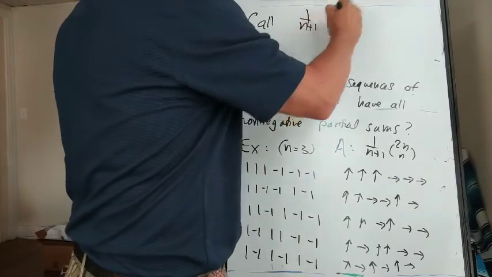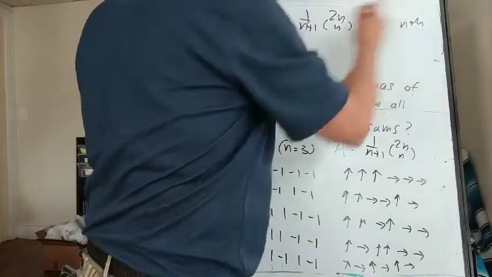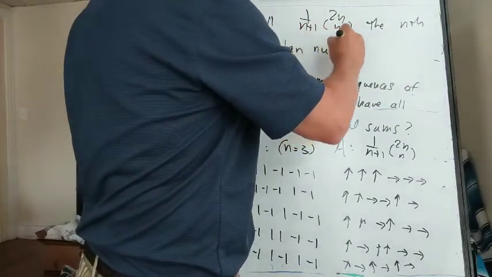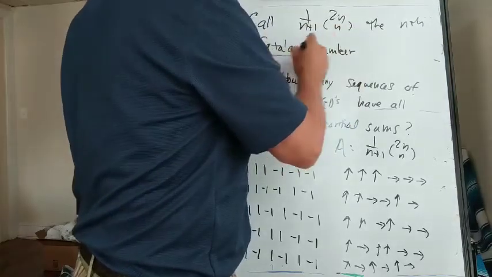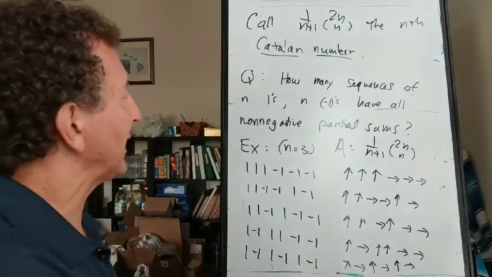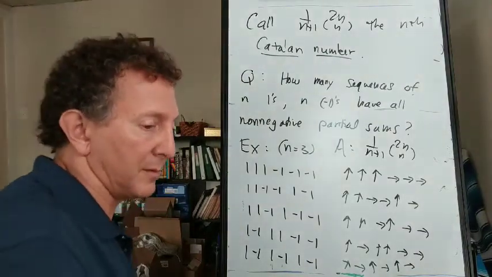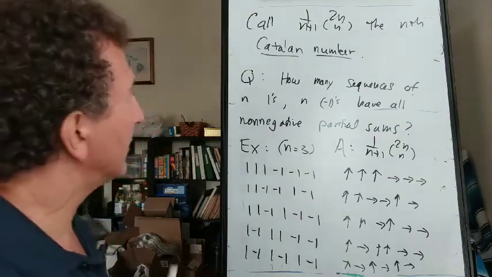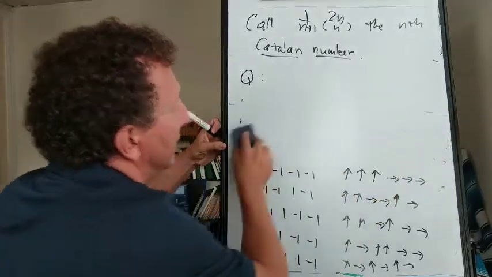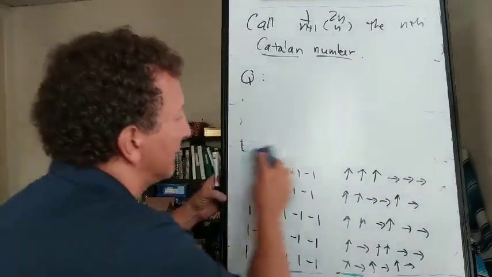So we call 1 over n plus 1, 2n choose n, the nth Catalan number, after a French mathematician named Catalan that studied them. Let's look at some more questions whose answers are Catalan numbers.